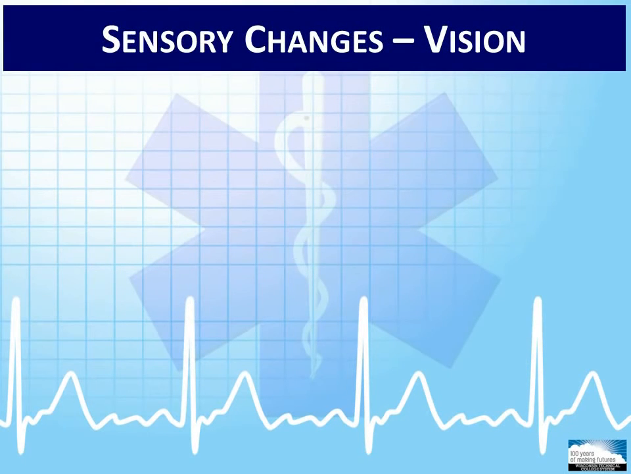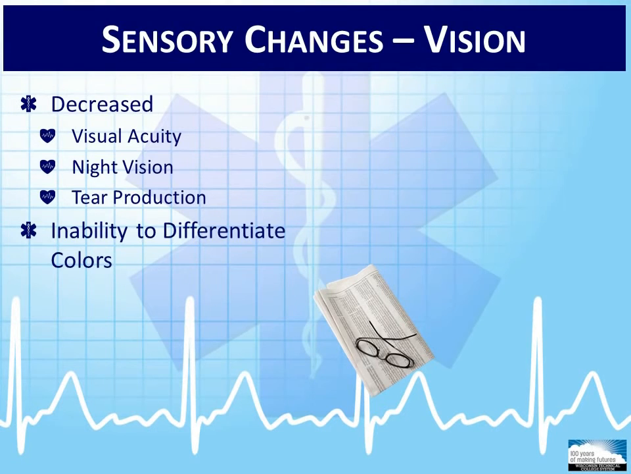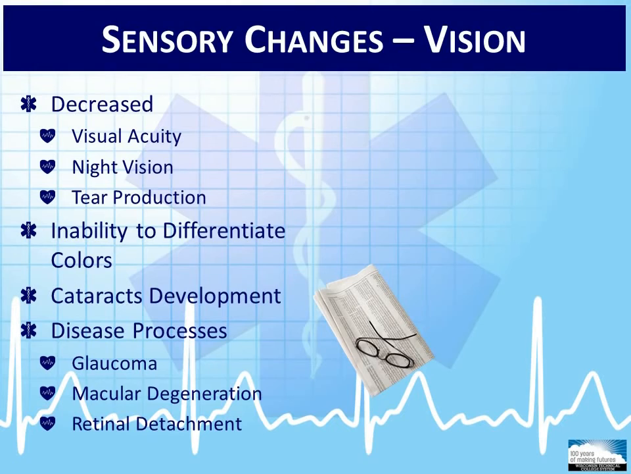Sensory changes in the geriatric patient commonly impact their vision, hearing, and pain perception. Approximately one-half of the geriatric population has vision problems, with cataracts and glaucoma being the most common. These vision problems can result in decreased visual acuity and inability to compensate, decreased night vision, decreased tear production, inability to differentiate colors, development of cataracts, and disease processes such as glaucoma, macular degeneration, and retinal detachment.